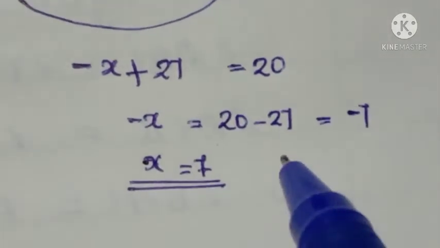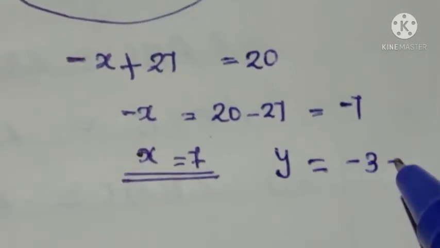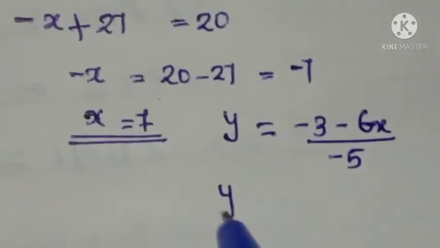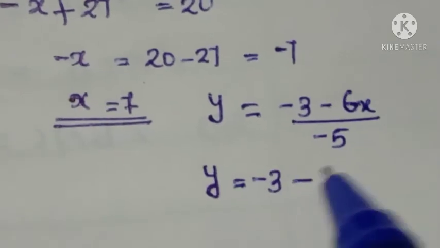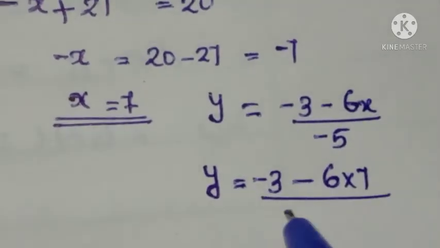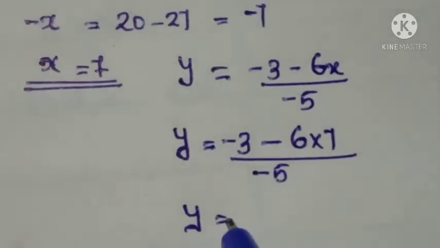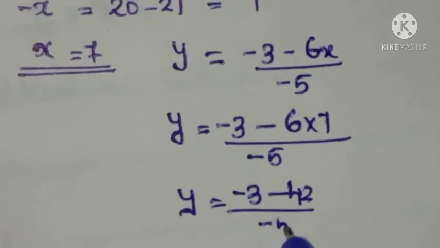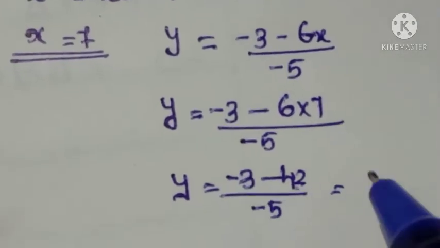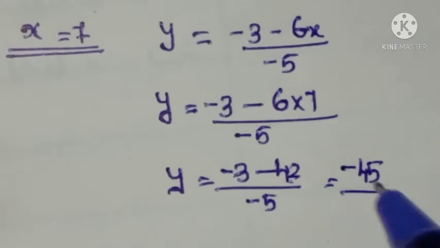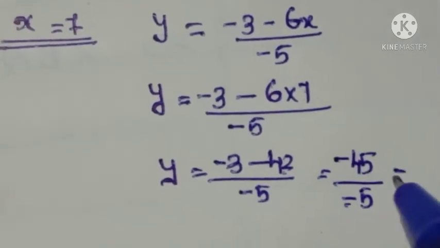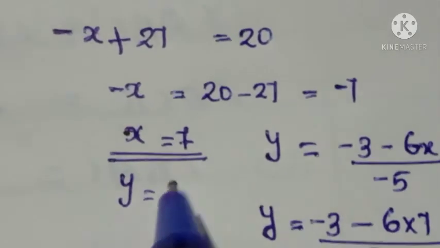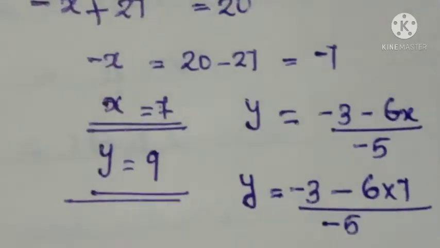Put this value in the expression y equal to (minus 3 minus 6x) by minus 5. So this becomes y equal to (minus 3 minus 6 into 7) by minus 5. That is y equal to (minus 3 minus 42) by minus 5. Minus 3 minus 42 is minus 45. Minus 45 by minus 5 is equal to 9. So y equal to 9, and x equal to 7, y equal to 9.